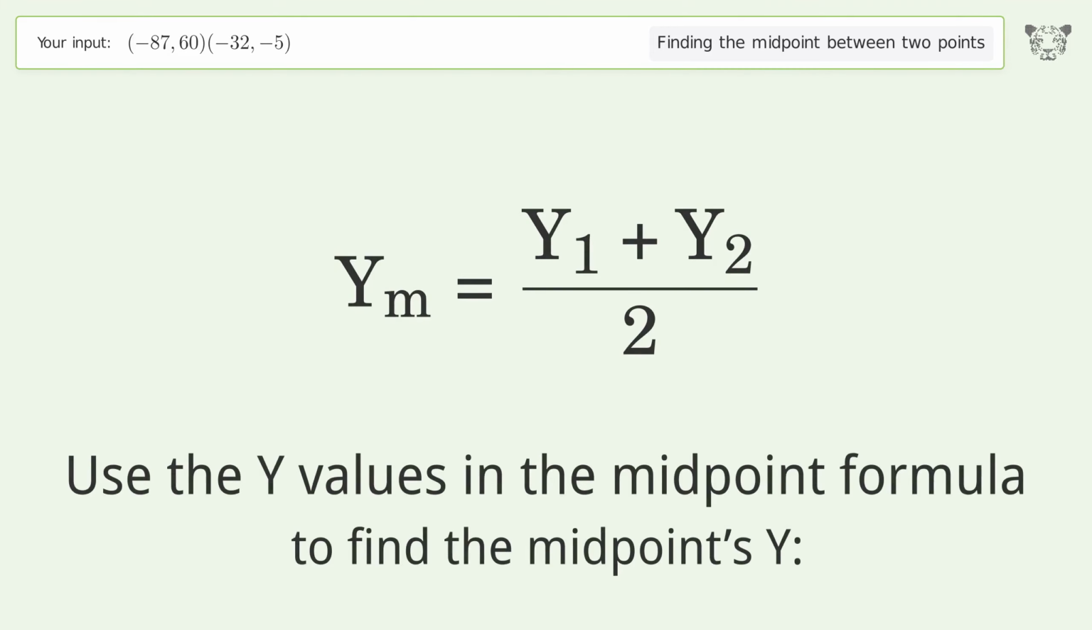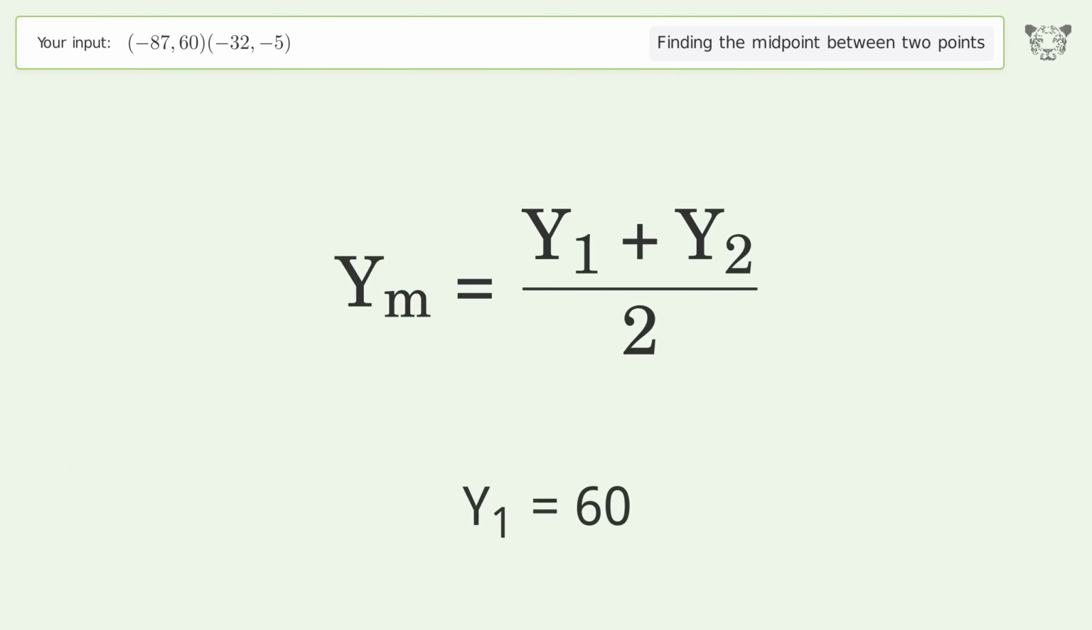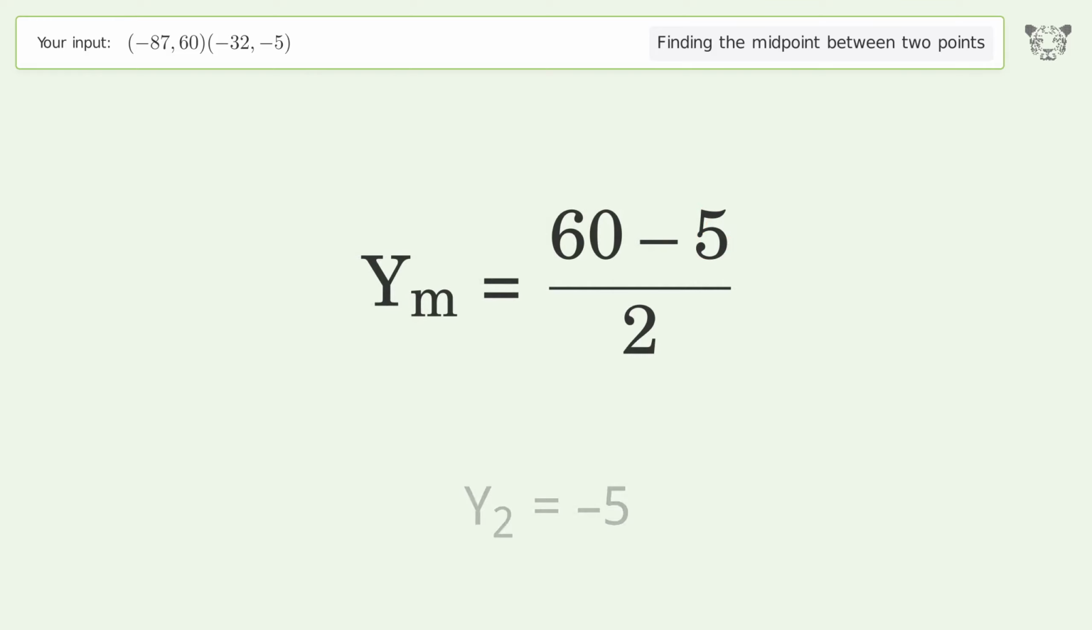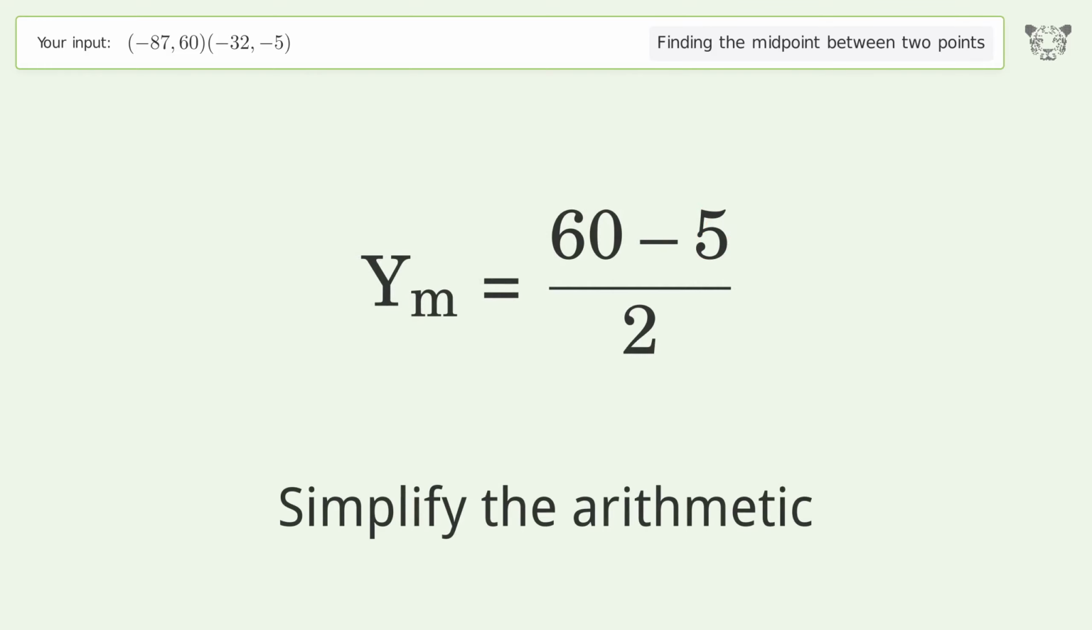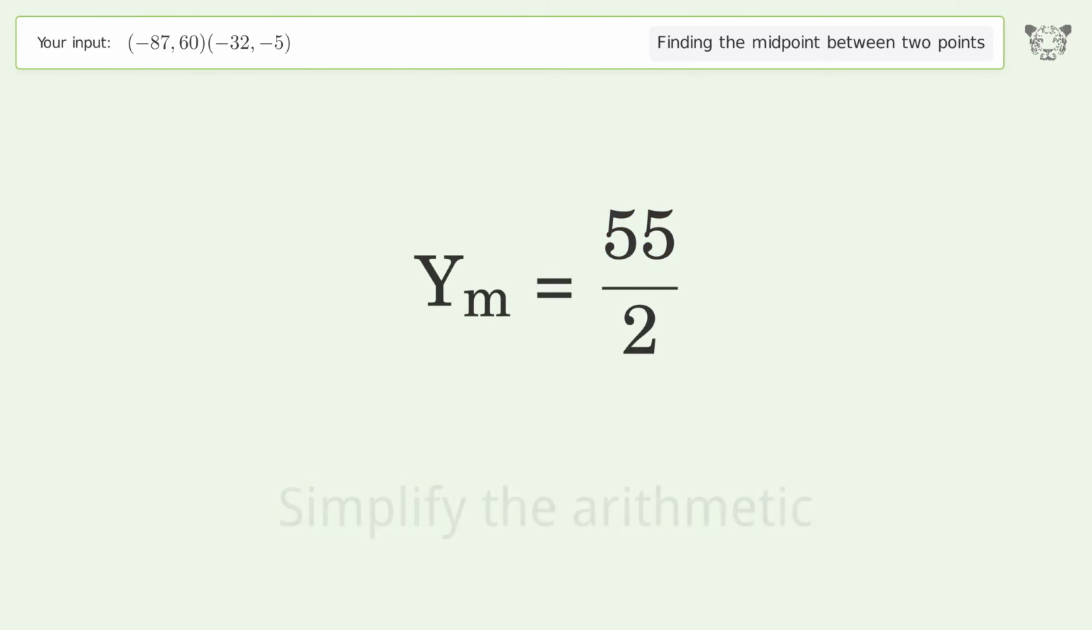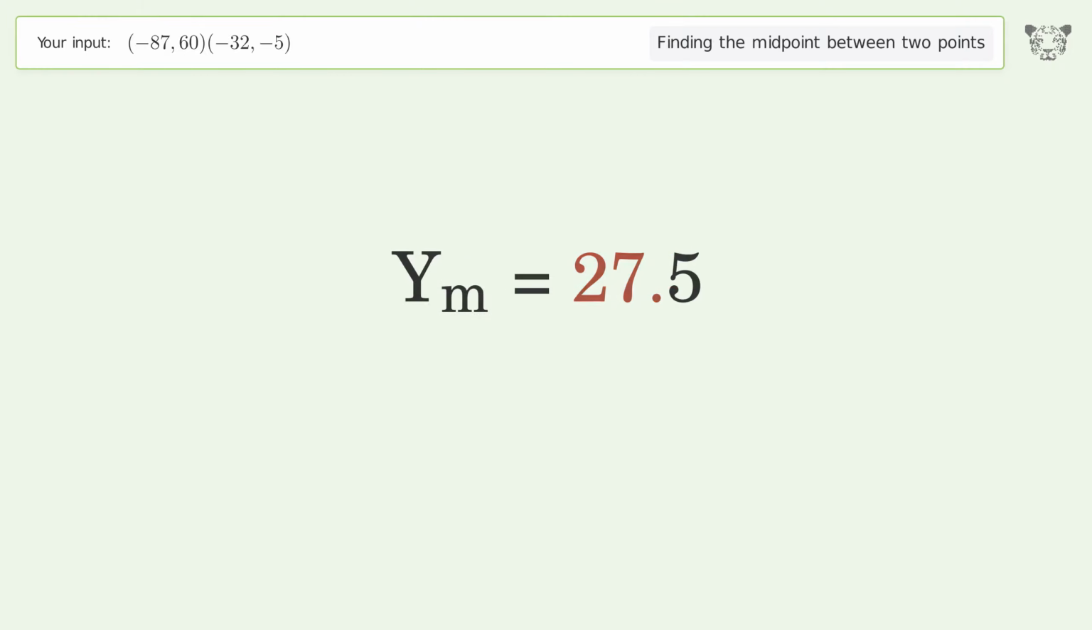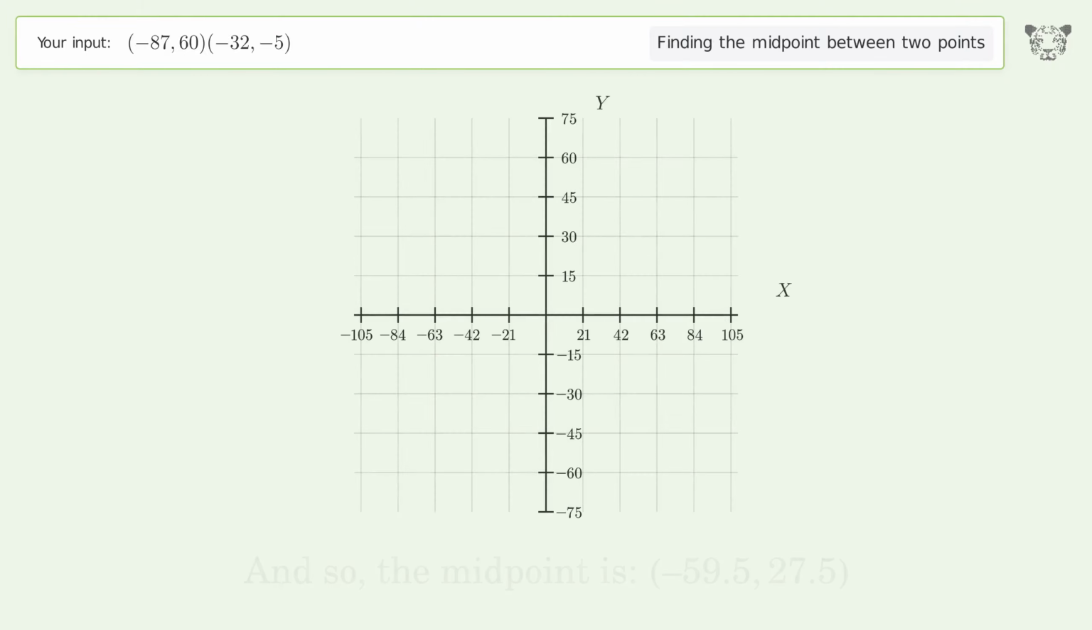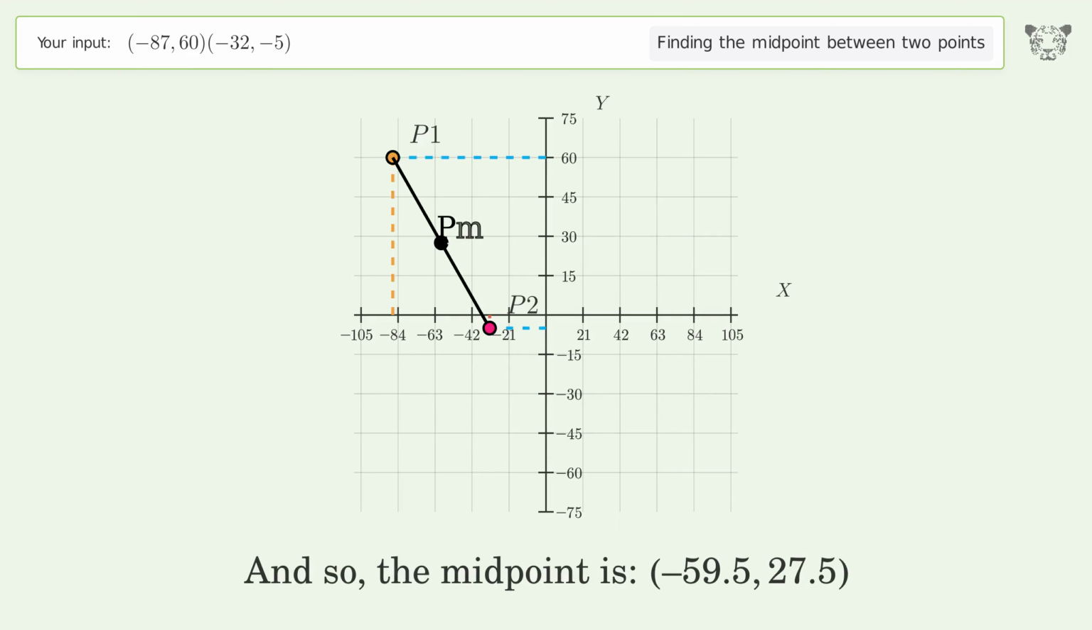Use the y values in the midpoint formula to find the midpoint's y. y1 equals 60. y2 equals negative 5. Simplify the arithmetic. And so, the midpoint is, negative 59.5, 27.5.